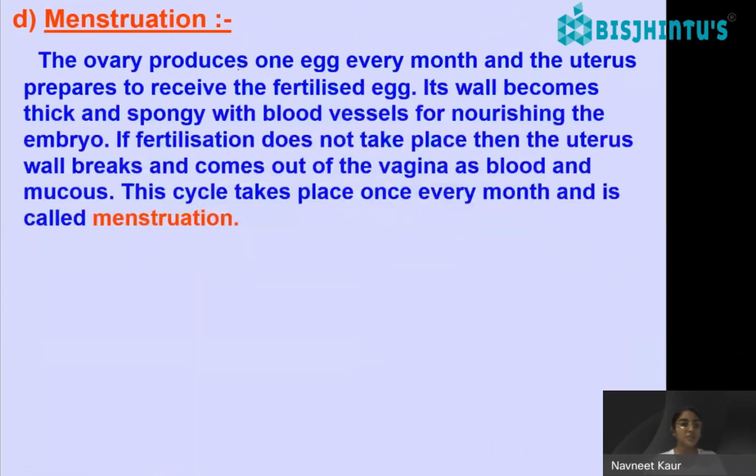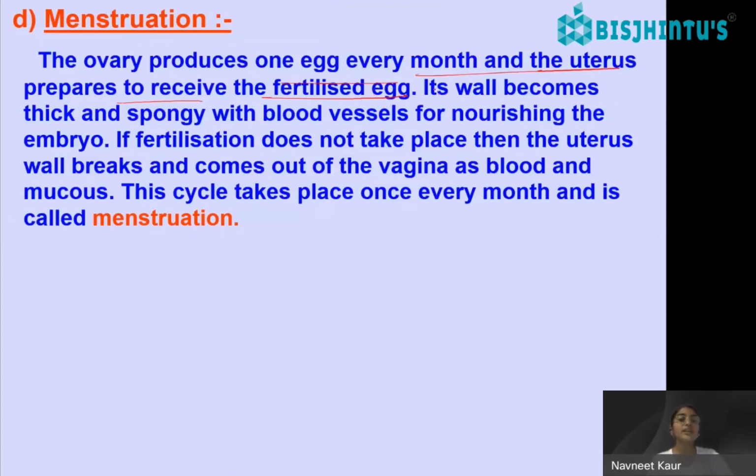Next we have menstruation. What do we mean by menstruation? The ovary produces one egg every month, and the uterus prepares itself to receive the fertilized egg. In the case where the sperm and our egg get fused, fusion takes place and fertilization takes place, as we can say in scientific terms.